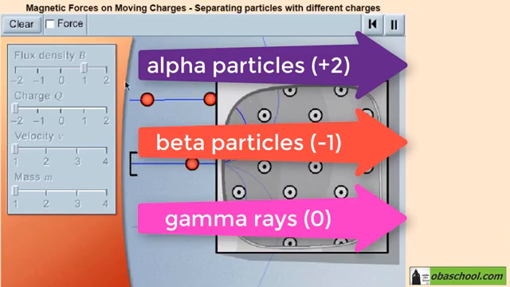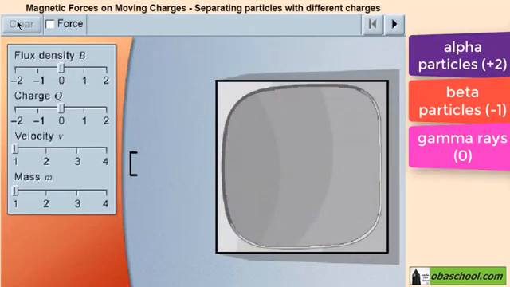Let's click Clear and try to produce tracks that show how these 3 emissions would be separated by the same magnetic field if the false assumption was made that all 3 types were emitted with the same velocity by a radioactive isotope. First of all, let's model an alpha particle.